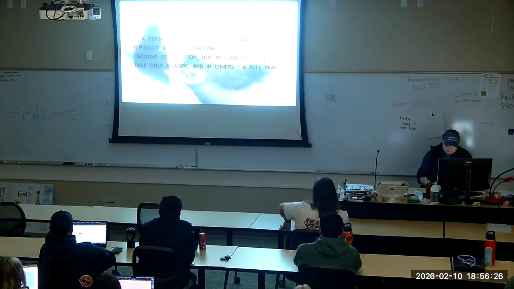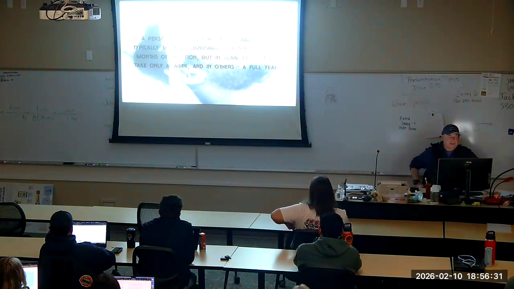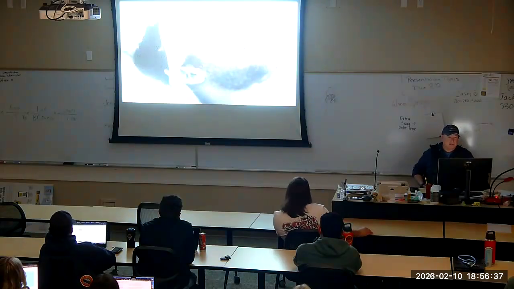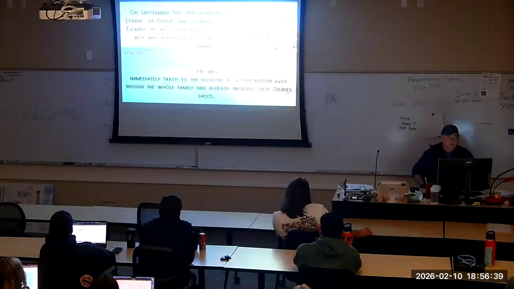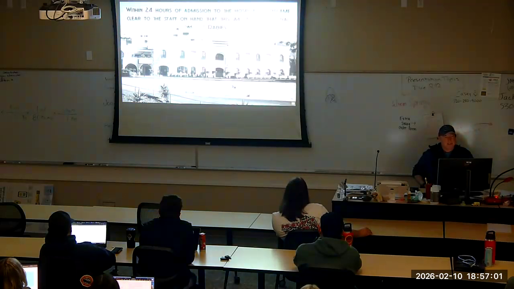A person who has contracted rabies will typically show recognizable symptoms after 1 to 3 months of infection, but in some cases, it can take only a week, and in others, a full year. On September 31st, 1991, however, a so-called variant strain of rabies was seemingly discovered in the Canary Islands at the Costa Adeje Hospital after an 11-year-old boy was bitten by a bat while on holiday with his family. He was immediately taken to the hospital as a precaution, even though the whole family had already received their rabies shots.